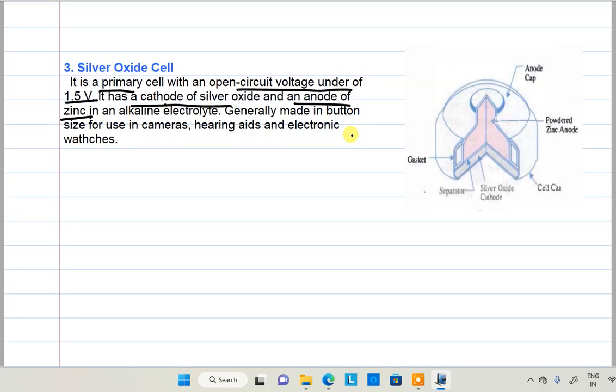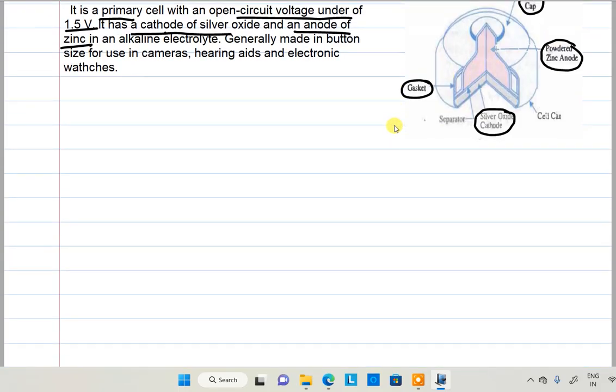Okay, just look here. This particular cell has a silver oxide cathode, as well as a powder zinc anode, as well as the anode cap. This one is a gasket. Okay, this is the structure of the silver oxide cell.